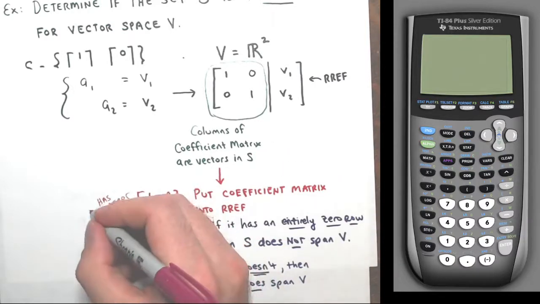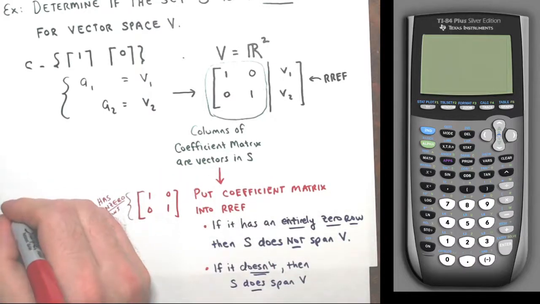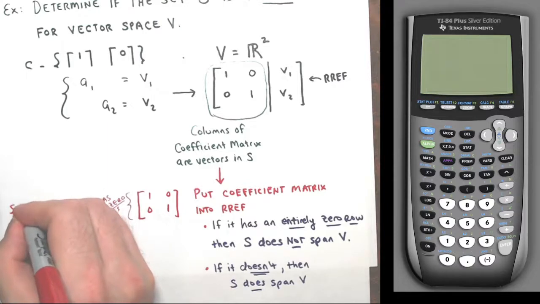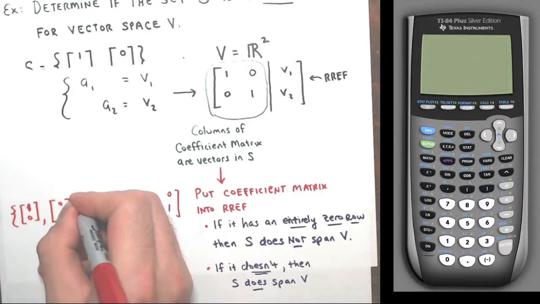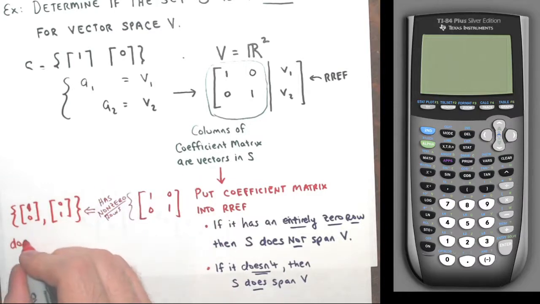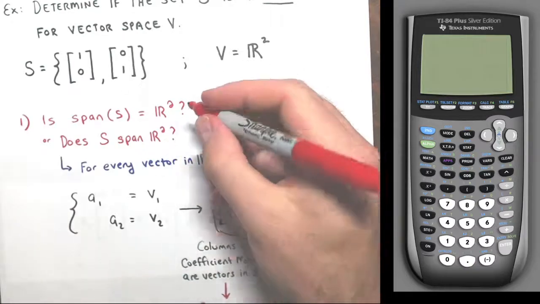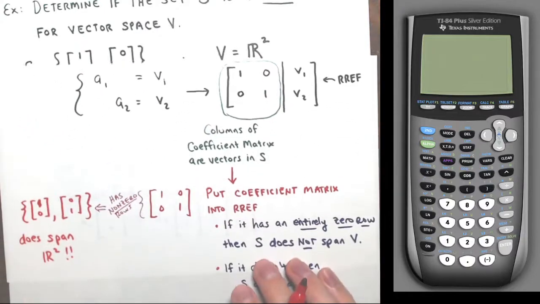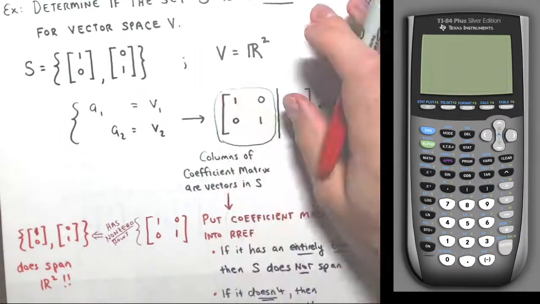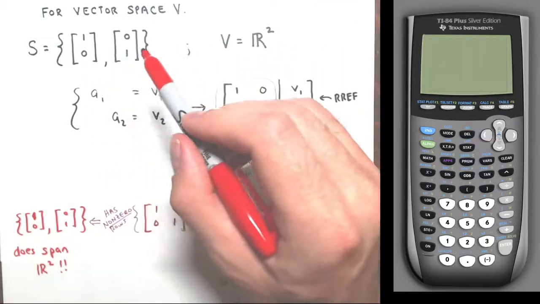Right. So that tells me that the vectors of S, this set of (1, 0) and (0, 1), does span R2. Okay, that's wonderful. So check on number 1. Question number 1, the answer is yes. S spans R2. That just means that every vector in R2 can be written as a linear combination of these two.